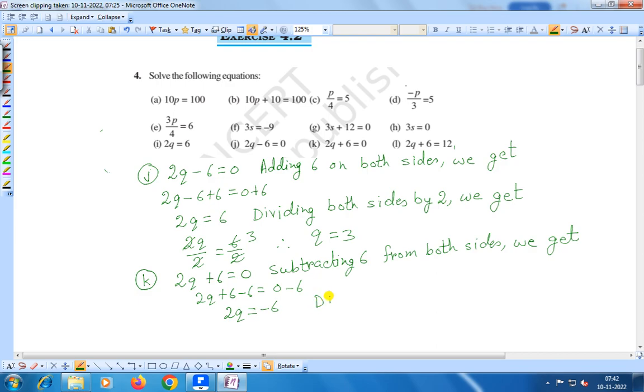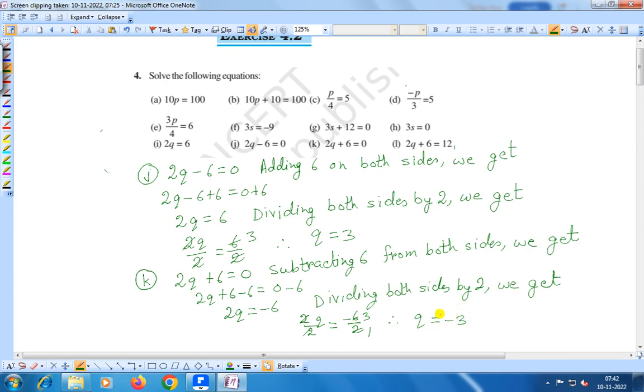Dividing both sides by 2, we get 2q by 2 is equal to minus 6 by 2. These two will cut, and 2 1s are 2, 2 3s are 6. Therefore, q is equal to minus 3.